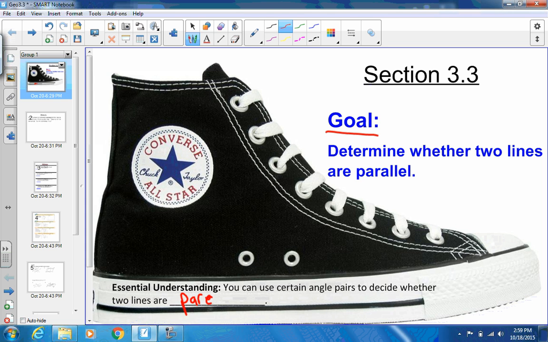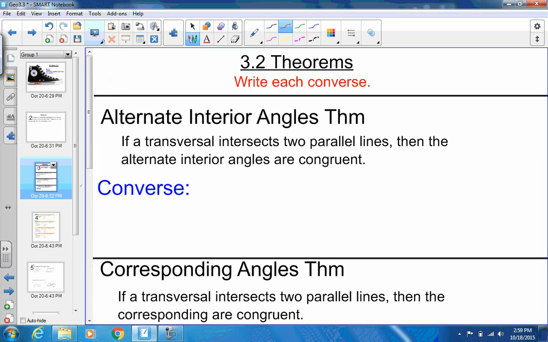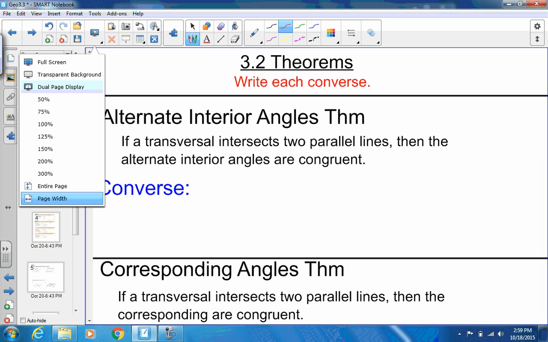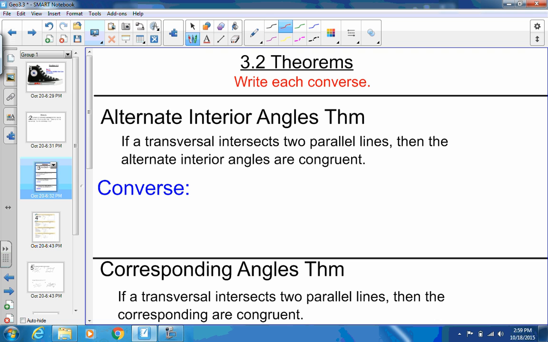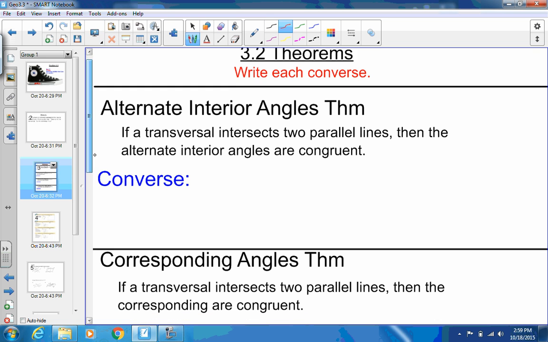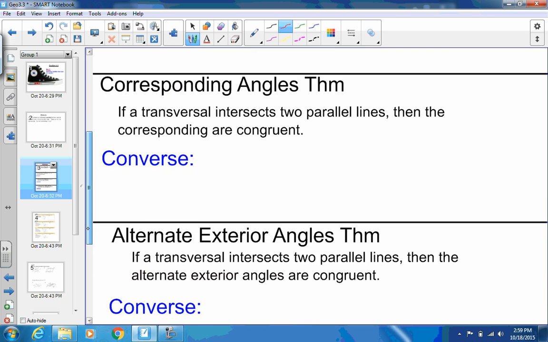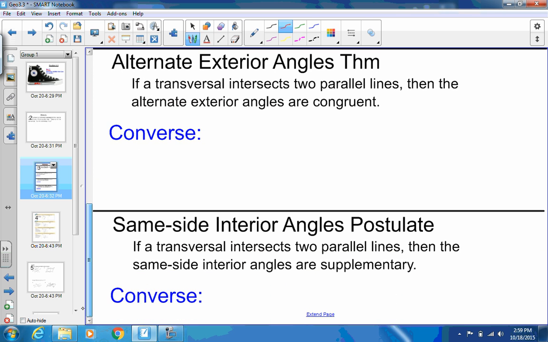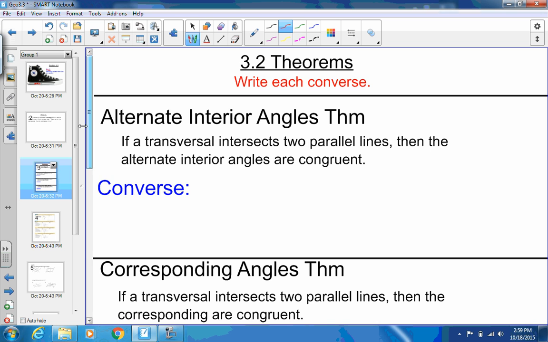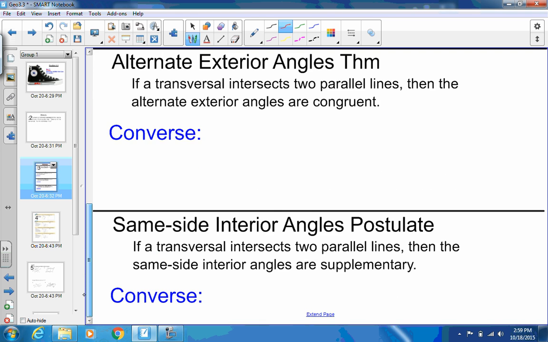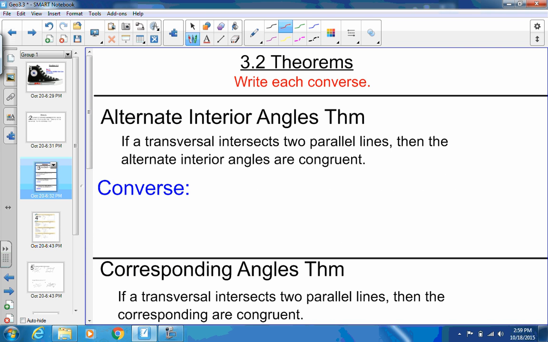And hopefully you can see that I have a pair of Converse shoes here. So we're going to be using the converse of some of our theorems. We're going to look at theorems from section 2. We had the alternate interior angles theorem, the corresponding angles theorem, the alternate exterior angles theorem, and the same side interior angle postulate. What I want you to do is think about how you could write the converse.